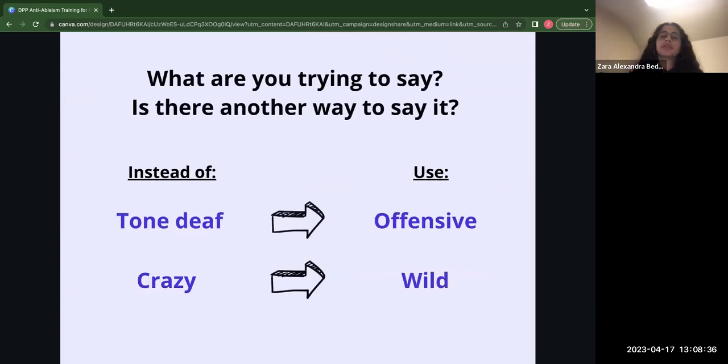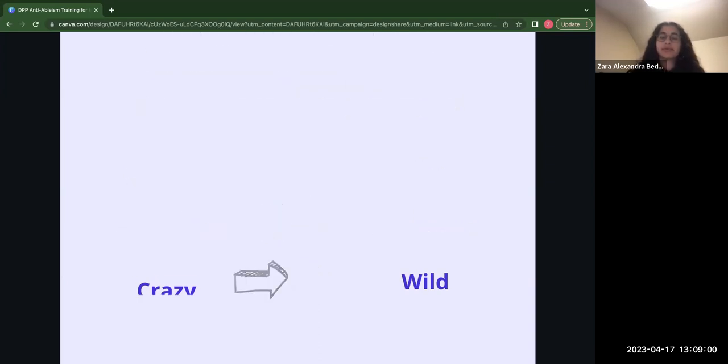When some of these words or phrases are used with a negative connotation in mind, there's an inadvertent connection of disability with something negative. When using certain words or phrases, consider, what are you trying to say, and is there another way to say it? For example, instead of using the phrase tone deaf, try to replace it with offensive or ignorant. Instead of calling something crazy, say wild. These changes in vocabulary, while simple, can make a lot of difference.